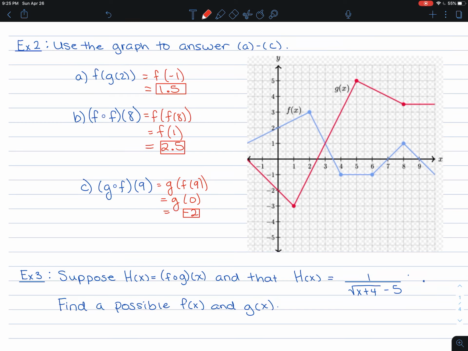And we will do example 3 in our second part of this lecture.